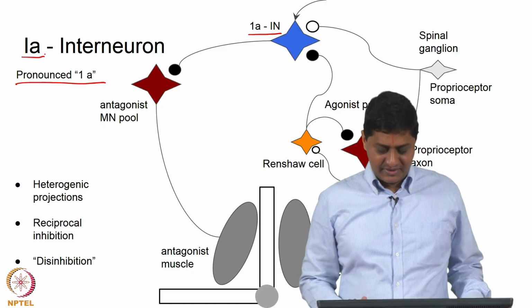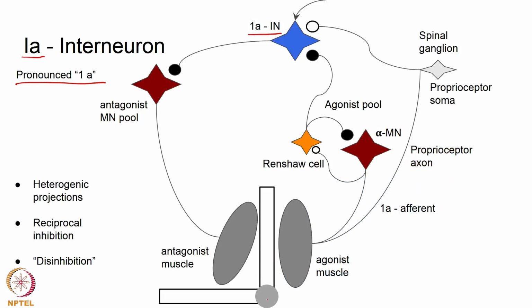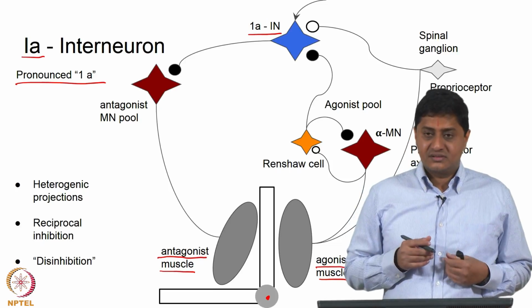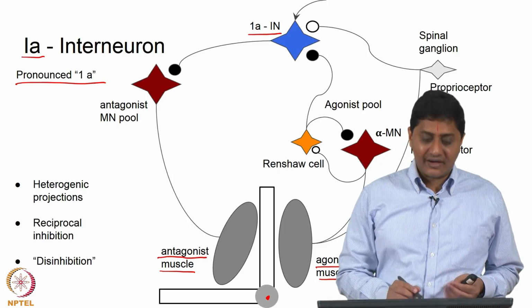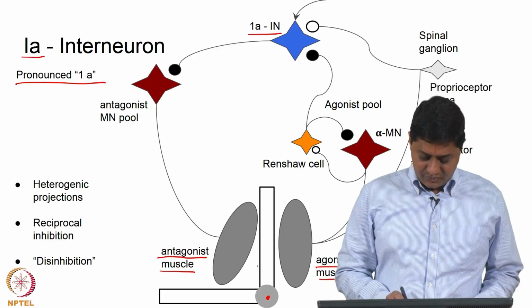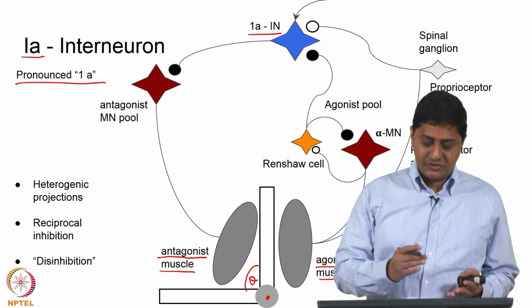Let us consider a simple case. Here is one joint, a joint that is spanned by only two muscles. Let us consider a theoretical case. There are only two muscles, one is the agonist, the other is the antagonist, for the purpose of this discussion. Let us suppose that this antagonist muscle is contracting, or is trying to reduce that angle theta. That angle is trying to reduce.